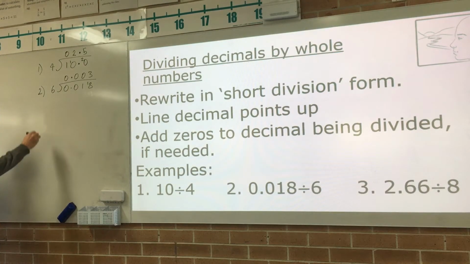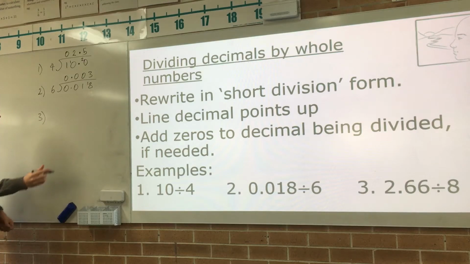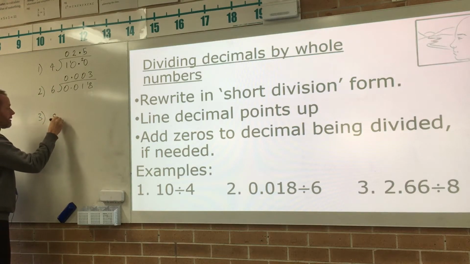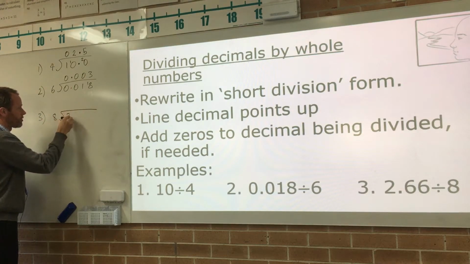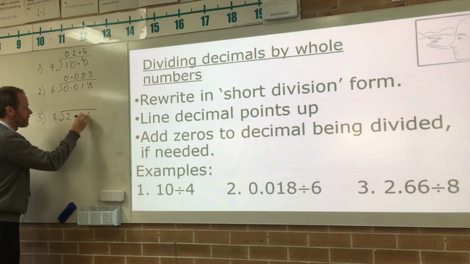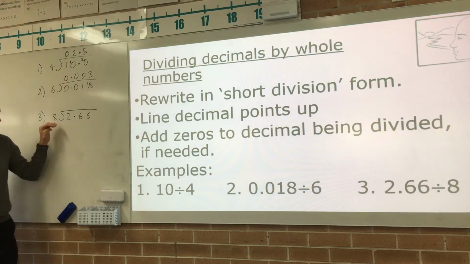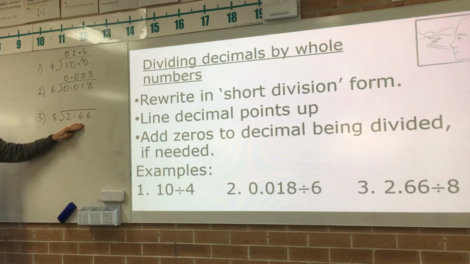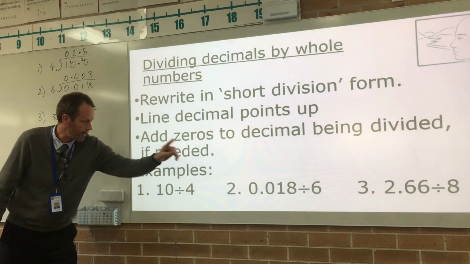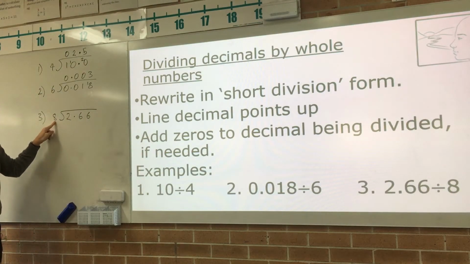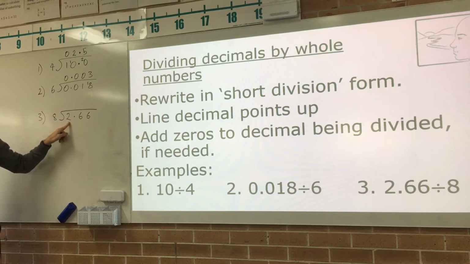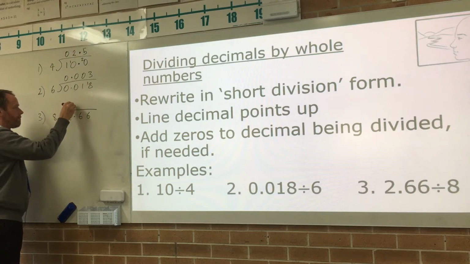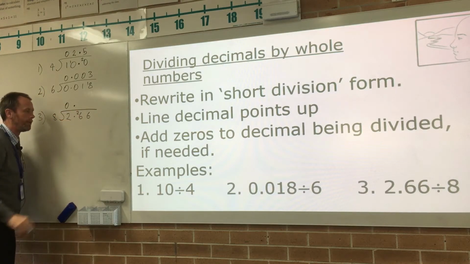All right. Question 3. This one looks a bit more challenging and it will go a bit further. So we've got 8 into 2.66. This is the first step, rewriting in short division. Always remember the second number is the number that goes out the front. Does 8 go into 2? No, it doesn't, so it's 0. Put down my decimal point, 2 left over.